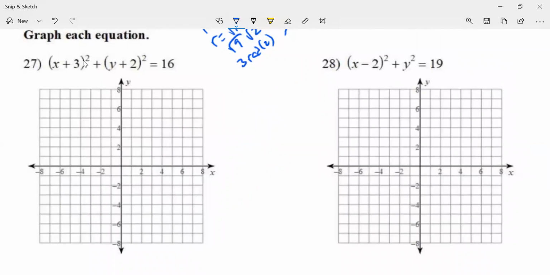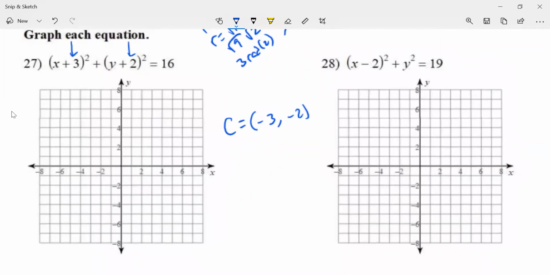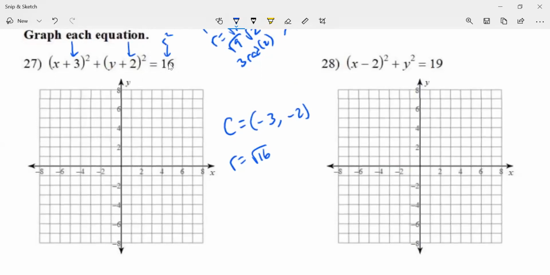Reading the equation, I can identify parts, right? My center of this circle is the -3, -2. Right, I got the values from there, gotta switch the signs. So I know my center is -3, -2. My radius is the square root of 16. Because remember, 16 is r squared. So r is the square root of that. The cool thing is that this is a perfect square, so my radius is 4.